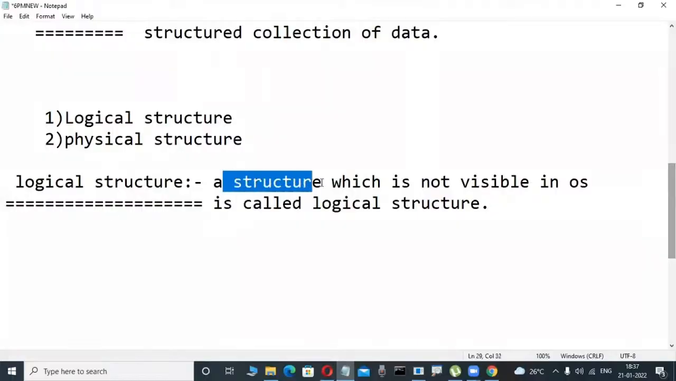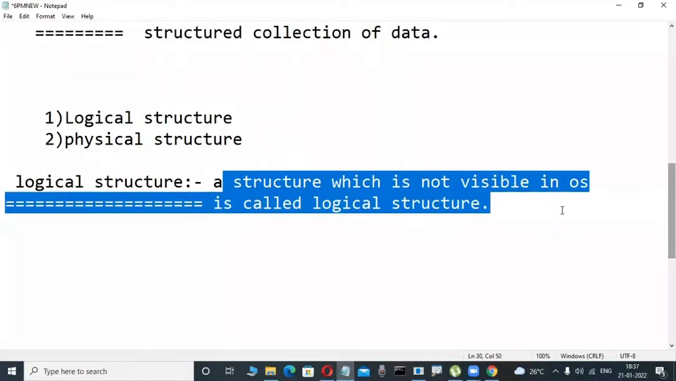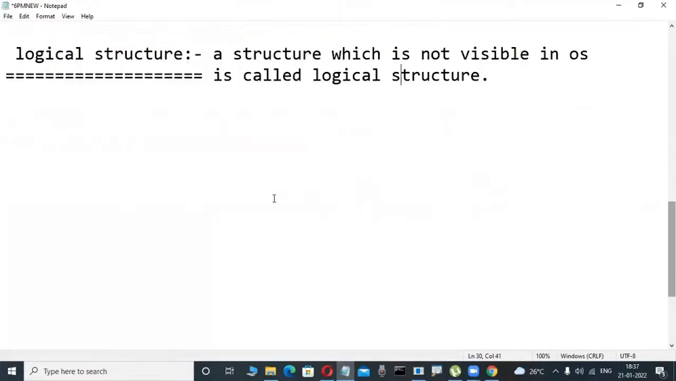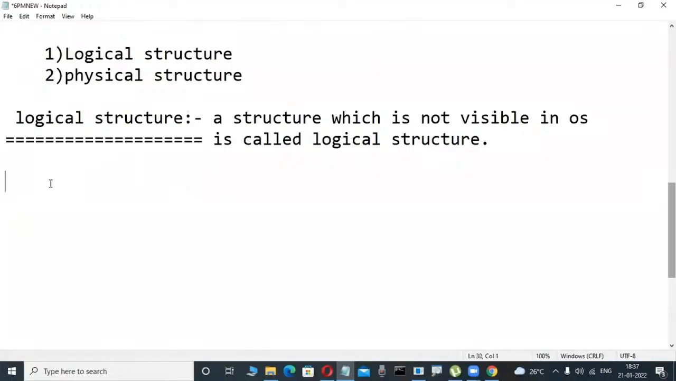That's why a structure which is not visible in the operating system is called a logical structure. But in this logical structure only, developers are working. Suppose I'm a PL/SQL developer, you are a SQL developer, Java developers, .NET developers, Python developers, ETL developers. These are all persons working in a logical structure.